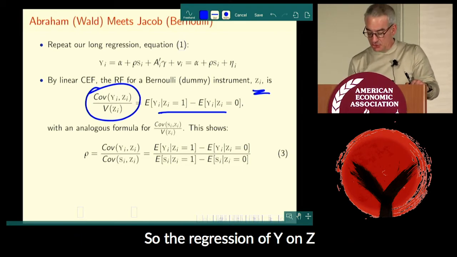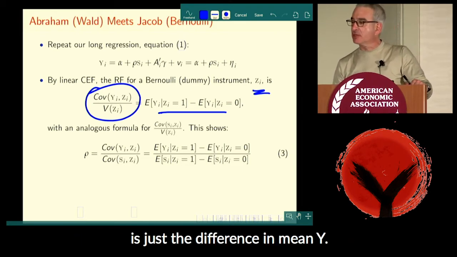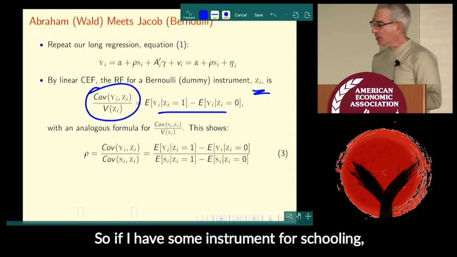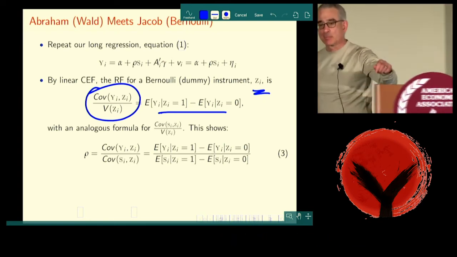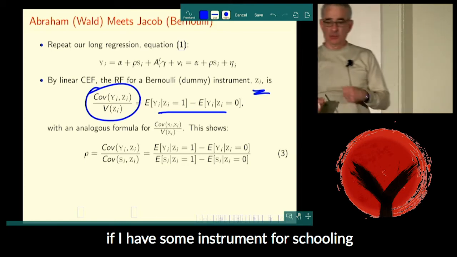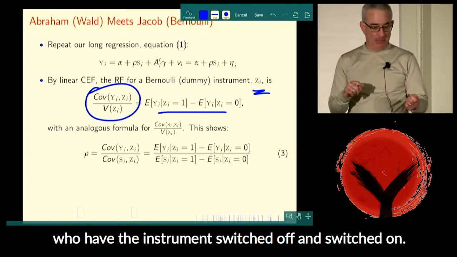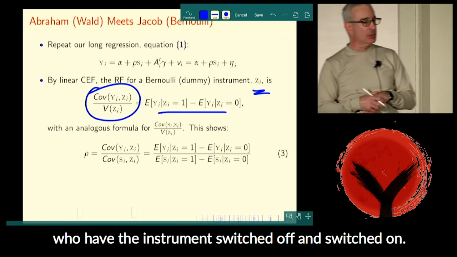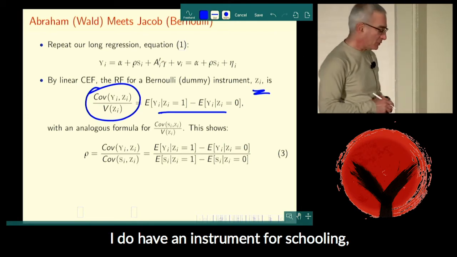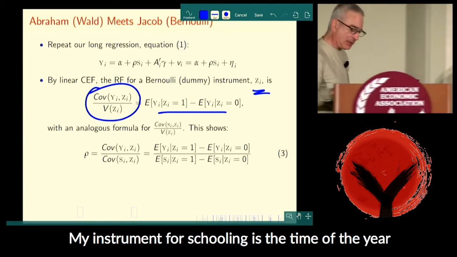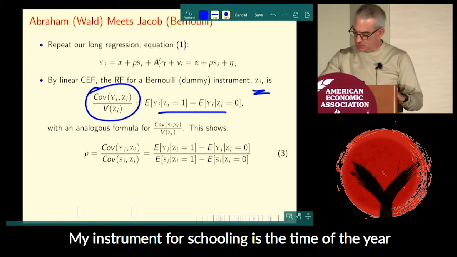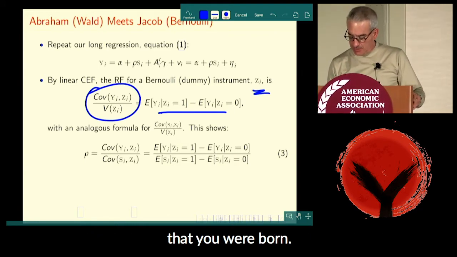So the regression of y on z is just the difference in mean y. So if I have some instrument for schooling, I'll compare the wages of people who have the instrument switched off and switched on. I do have an instrument for schooling, so we'll get concrete in a second. My instrument for schooling is the time of the year that you were born, okay?